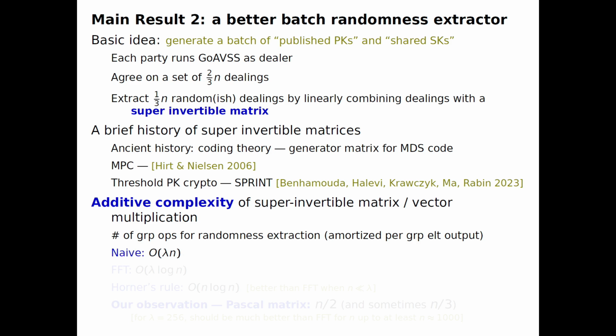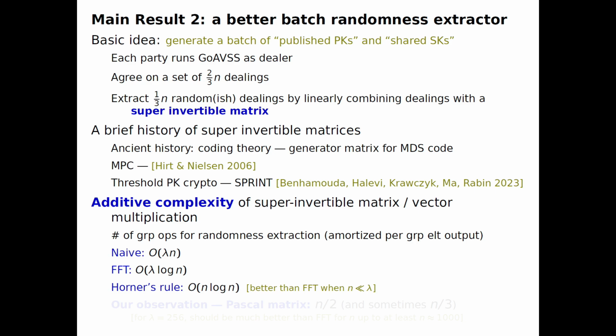Naively, if you just use quadratic matrix vector multiplication, this is going to be lambda times n. Lambda comes from the fact that you have n squared operations, but each of them is a full scalar operation, right? So there's a scalar multiplication, so it's lambda n. You can speed that up using FFT techniques. That brings it down to lambda times log n.